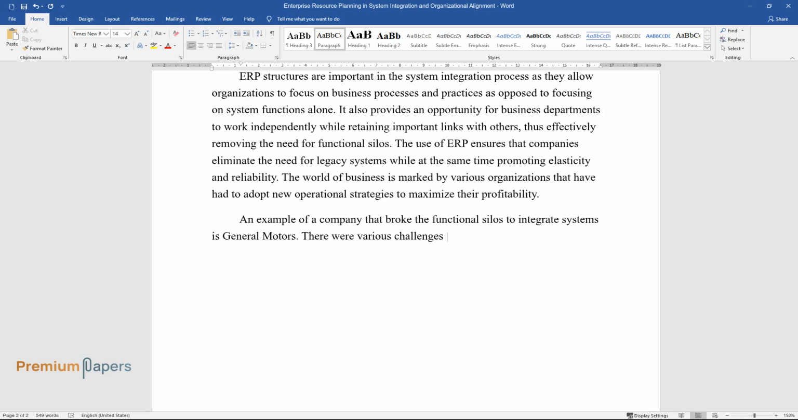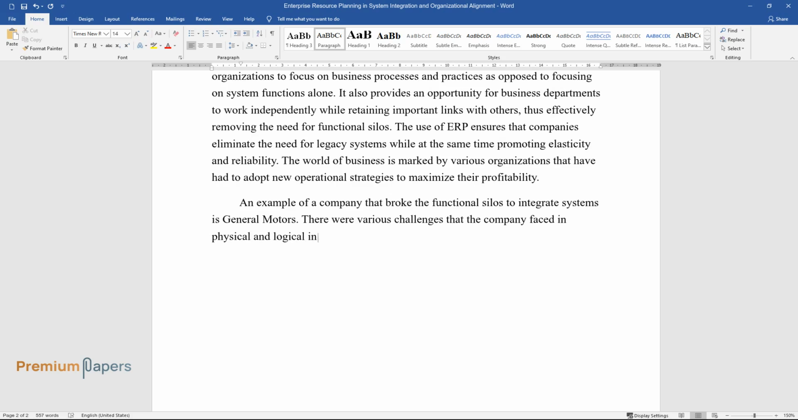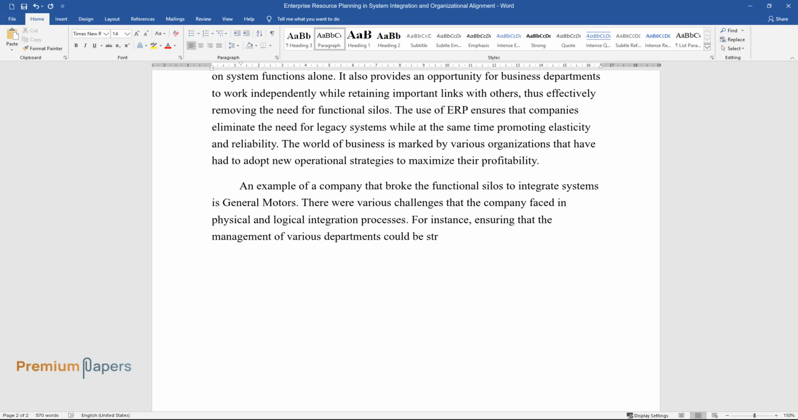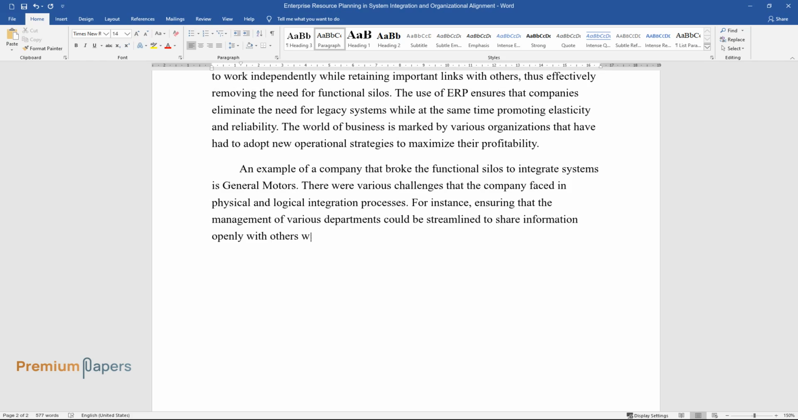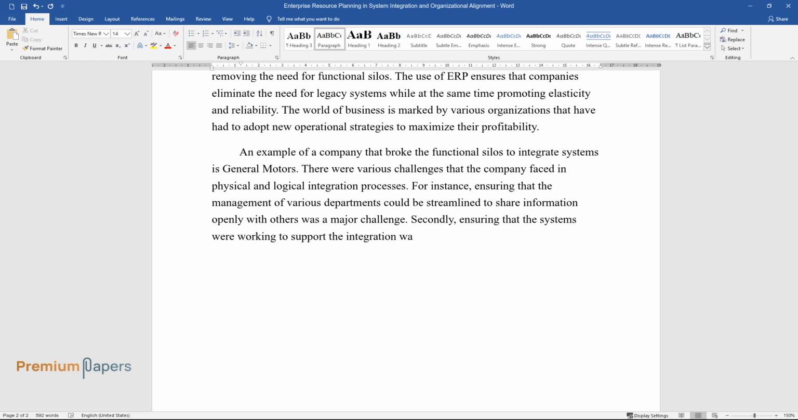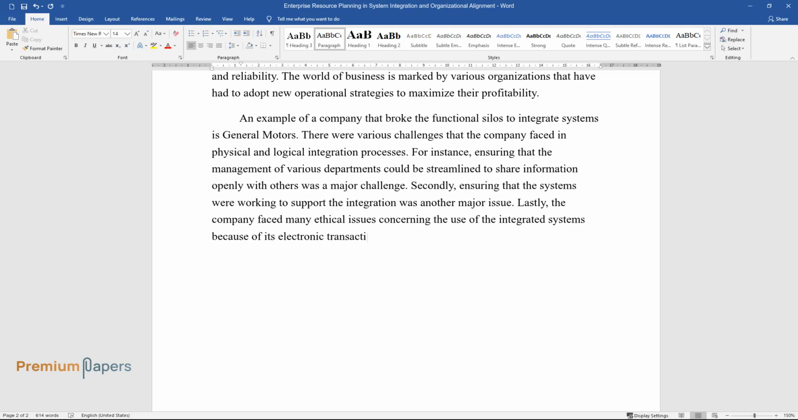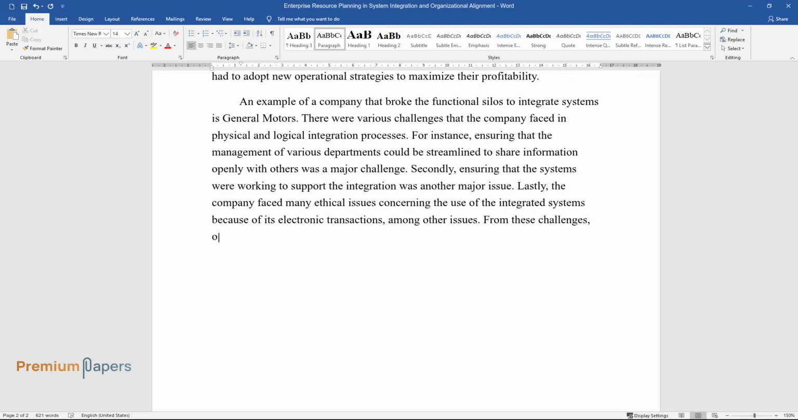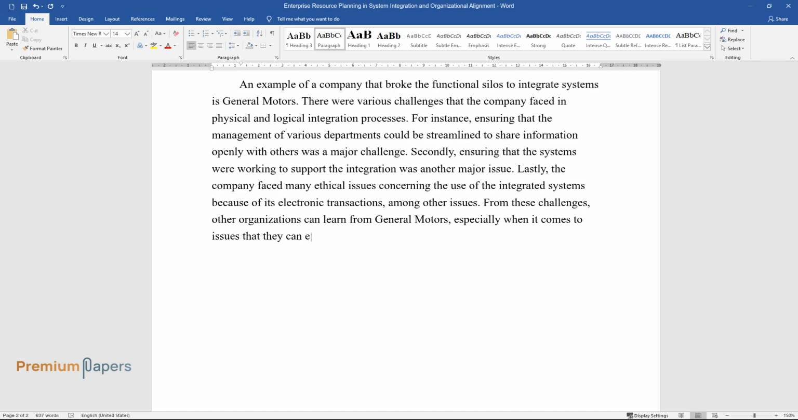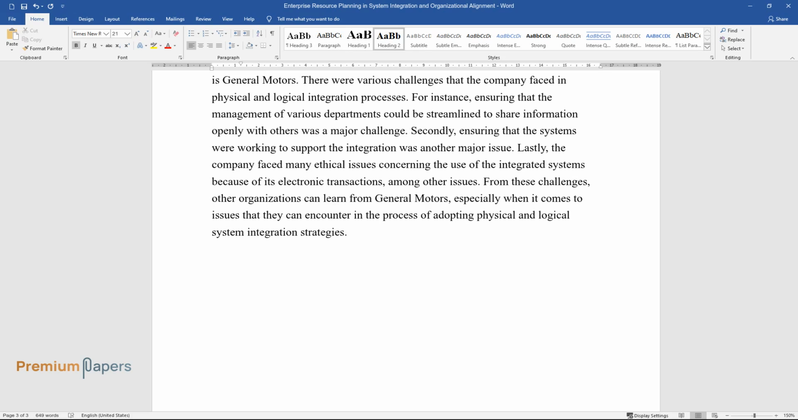There were various challenges that the company faced in physical and logical integration processes. For instance, ensuring that the management of various departments could be streamlined to share information openly with others was a major challenge. Secondly, ensuring that the systems were working to support the integration was another major issue. Lastly, the company faced many ethical issues concerning the use of the integrated systems because of its electronic transactions, among other issues. From these challenges, other organizations can learn from General Motors, especially when it comes to issues that they can encounter in the process of adopting physical and logical system integration strategies.